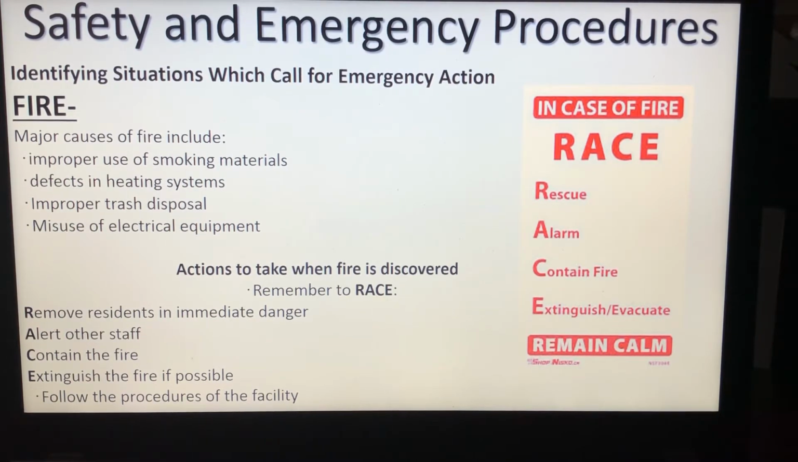And if we can't extinguish, then we're going to evacuate. We always want to follow the procedures of the facility. So we have quarterly fire drills for that reason, to make sure everybody knows what they're supposed to do in case of a fire.